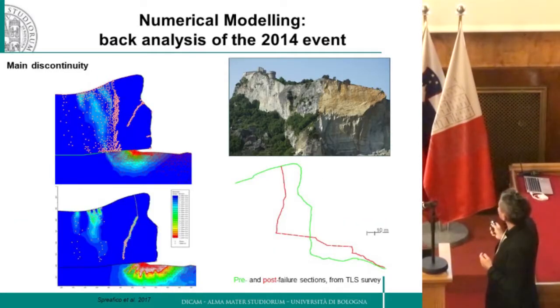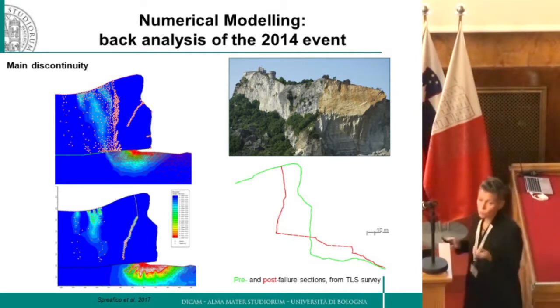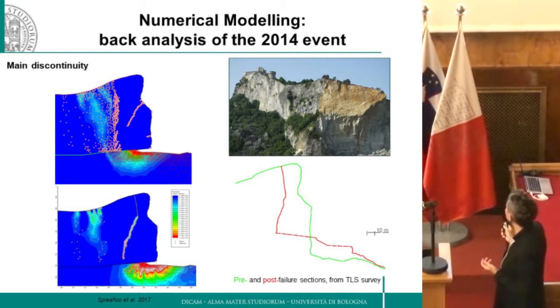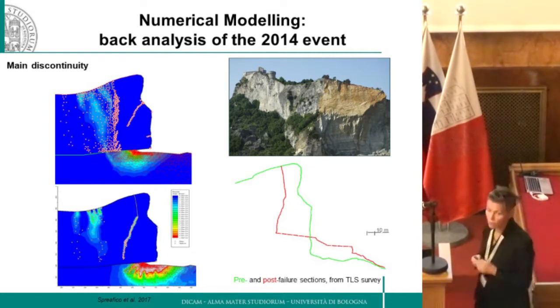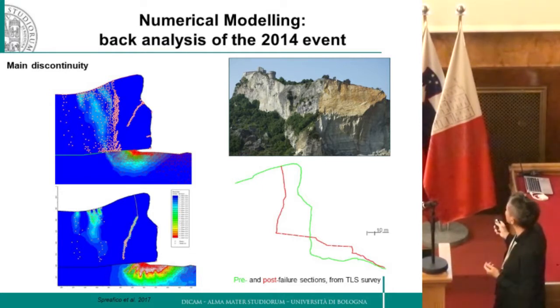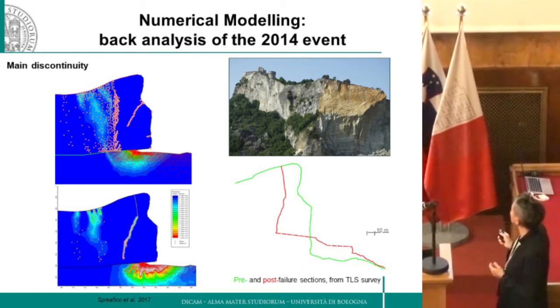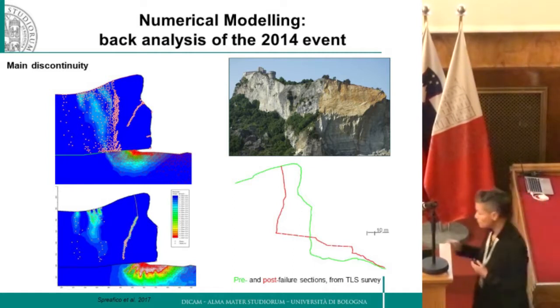And what about the main discontinuity? As I told you, it is important to consider also the presence of the main discontinuity, which is this one, because if you don't introduce the discontinuity in the model, then you end up with a shape of the scarp which is not consistent with the real one. So we need undermining and we need the discontinuity.